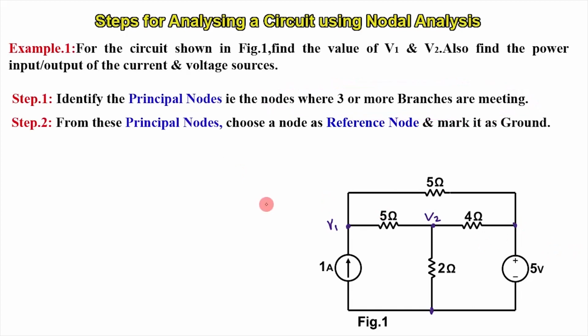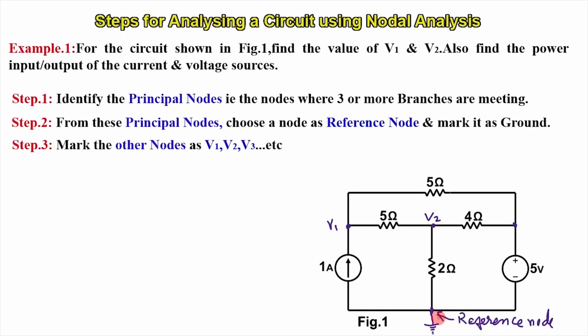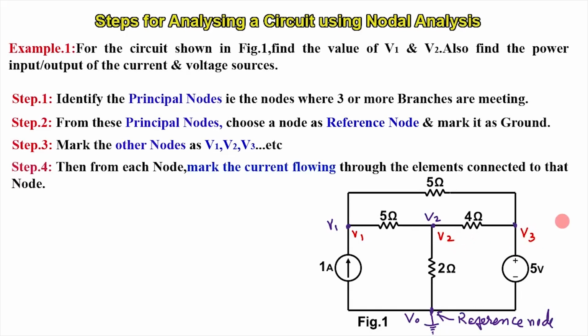Then the next step is, from these principal nodes, choose a node as a reference node and mark it as ground. See, we will take this as a reference node and we will mark it as ground. Next, let this reference node be V0. Then we will mark the other nodes as V1, V2, V3, etc. Next, from each node, we have to mark the current flowing through the elements connected to that node.